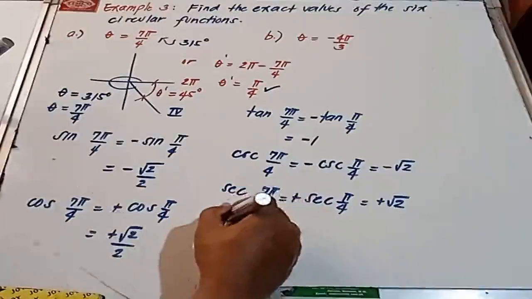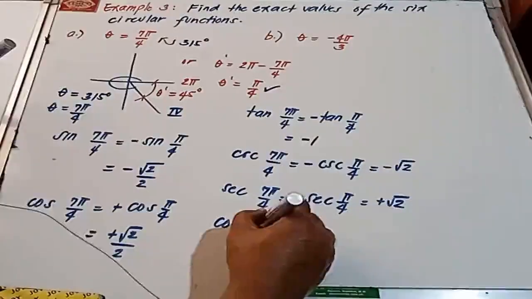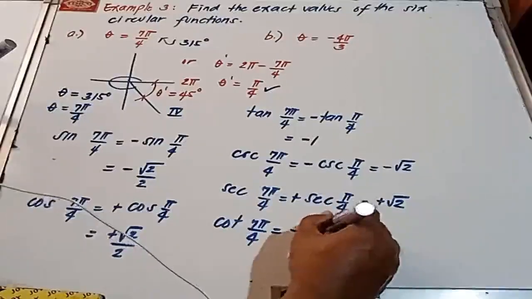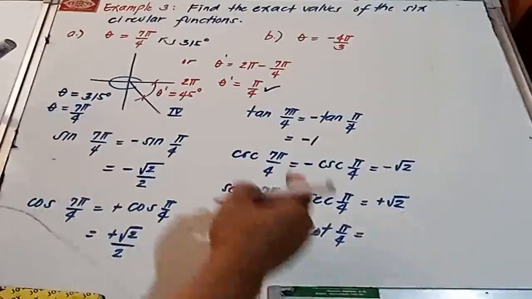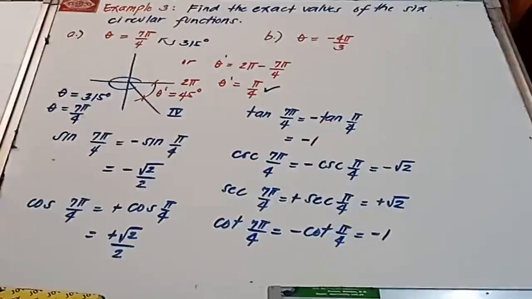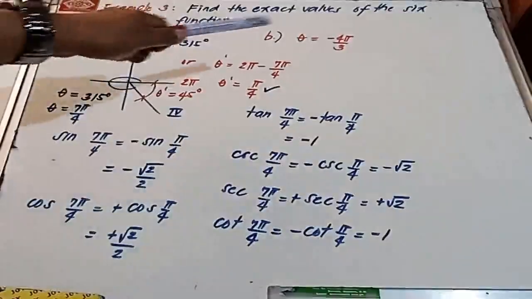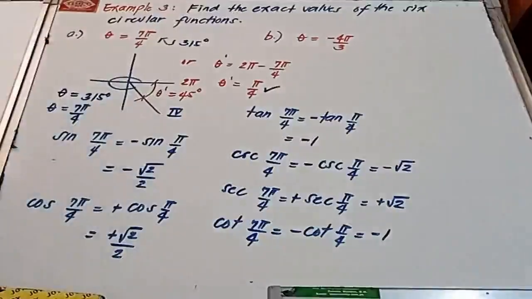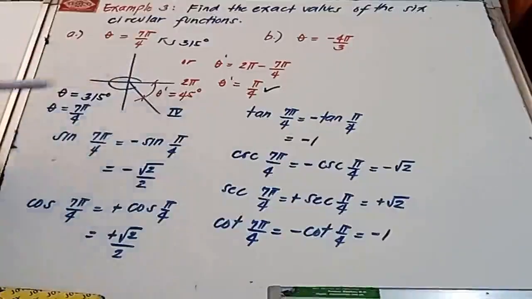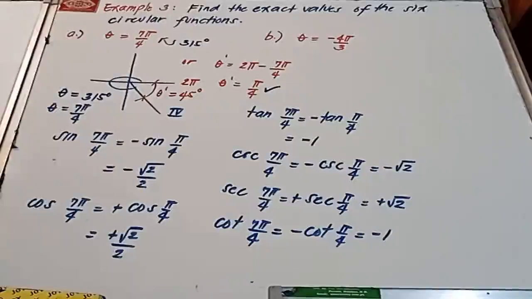Okay? And cotangent 7 pi over 4 is the same as negative cotangent pi over 4. That is just a reciprocal nito. So, negative 1. Okay? So that is our answer for letter A. We have determined the six circular functions of this angle, 7 pi over 4, using the reference angle and the sign of the six trigonometric functions dun sa ating fourth quadrant. Now, we're going to answer letter B. So, bale, ito yung ating mga sagot.